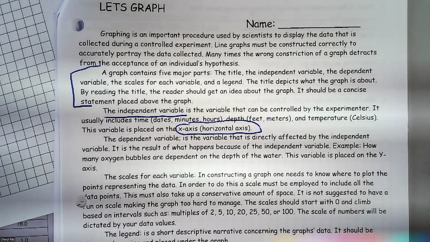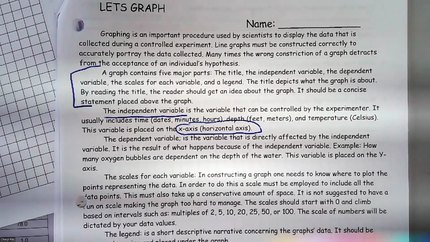Moving on, the scales for each variable. In constructing a graph, one needs to know where to plot the points representing the data. And in order to do this, the scale must be employed to include all the data points. It must also take up a conservative amount of space. It is not suggested to have a run-on scale, making the graph too hard to manage. The scale should start with 0 and climb based on intervals such as multiples of 2, 5, 10, 20, 25, 50, or 100. The scale of numbers will be dictated by your data values.